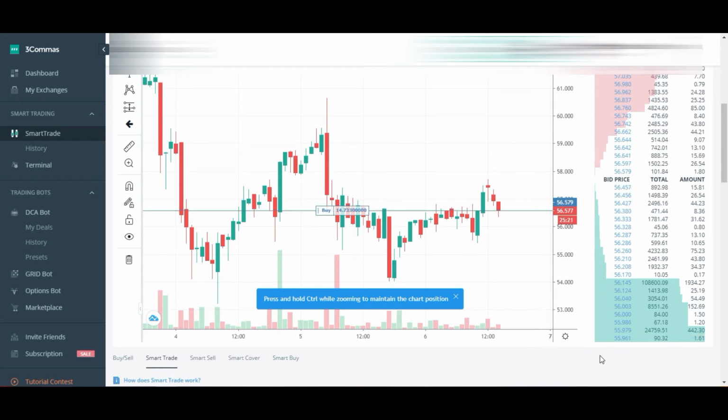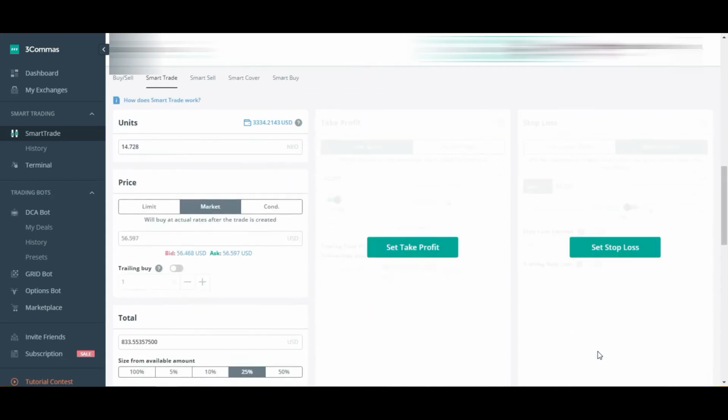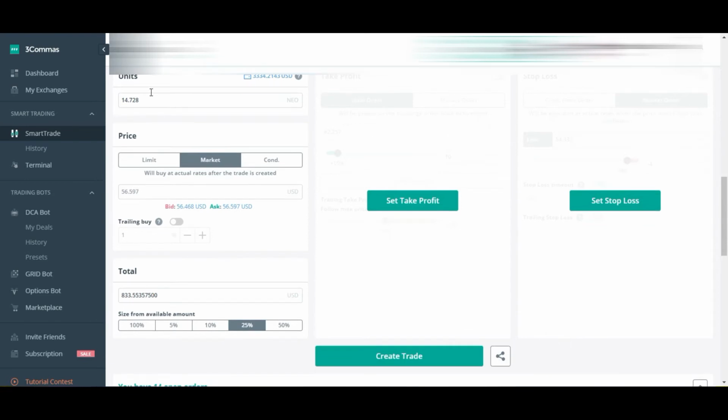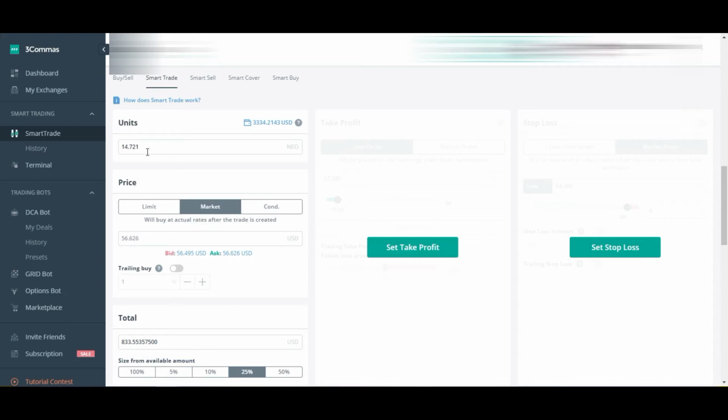So, what I am going to do is show you how I would set up a smart trade on 3Commas. So first thing you want to do is come to the very first column, and in the very first column, it'll let you know how many units you would receive of NEO for however much your total is going to be at the bottom. So this is where the total units or coins will be located.